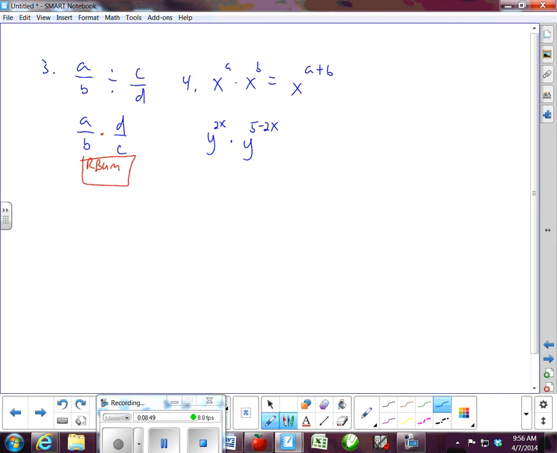Well, if you follow the pattern, what are you going to get on this? Go ahead and try it for a minute. All right, and hopefully you said y to the 2x plus, right, plus sign, 5 minus 2x. Look, this thing can be simplified. We can add like terms. A positive 2x and a negative 2x is 0. And this thing ends up being y to the 5th. Okay, so multiplying like bases.